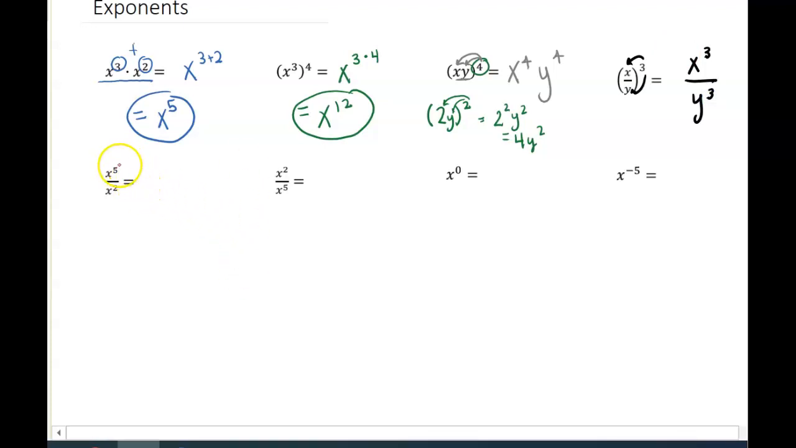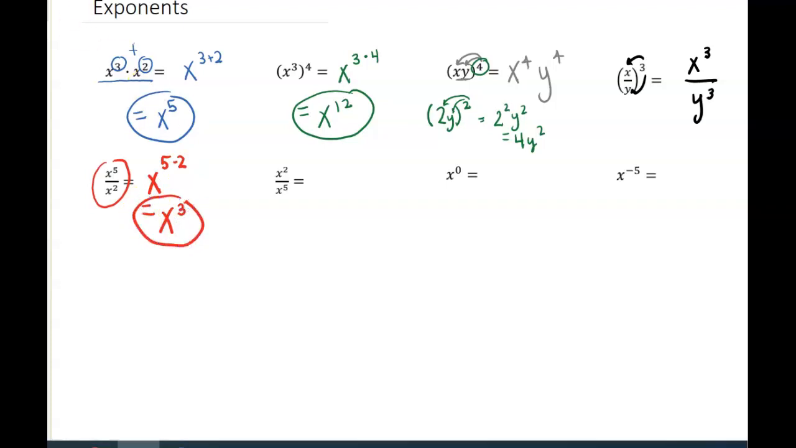Okay, if I look at this, anytime you have the same variable and you have a fraction, you're going to subtract the top from the bottom, or the bottom from the top, I guess. So this would be x to the 5 minus 2, which is just x to the 3rd.